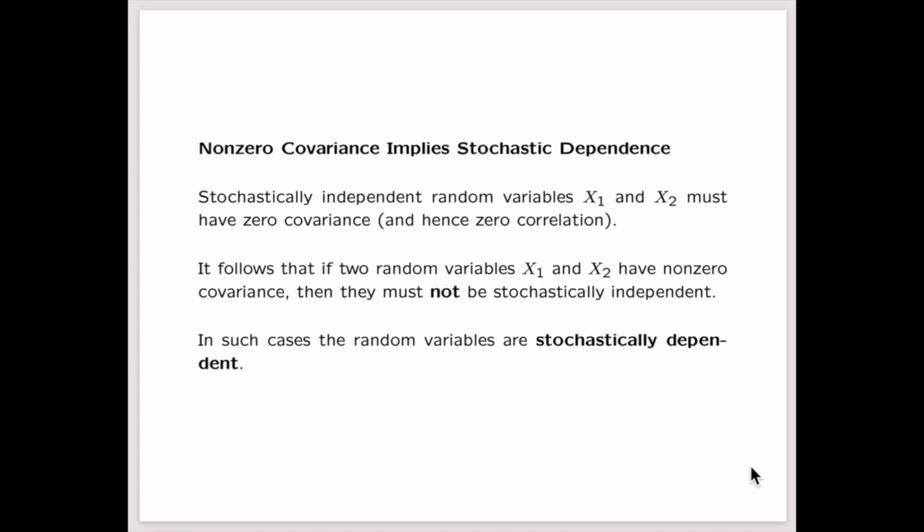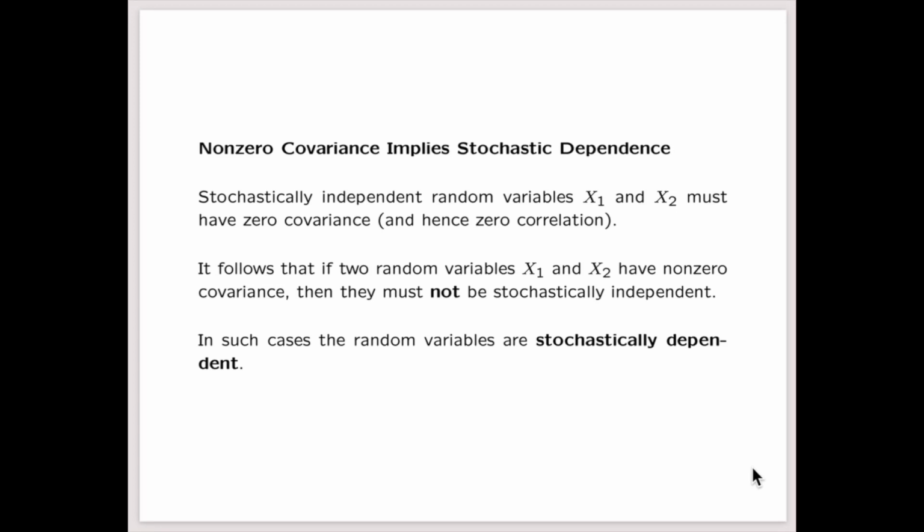Okay, so this discussion of stochastic independence: if two random variables are stochastically independent, they must have zero correlation. The implication is that if two random variables have non-zero correlation, then they must not be independent. They would have to be stochastically dependent. Okay, that's important for us to consider.